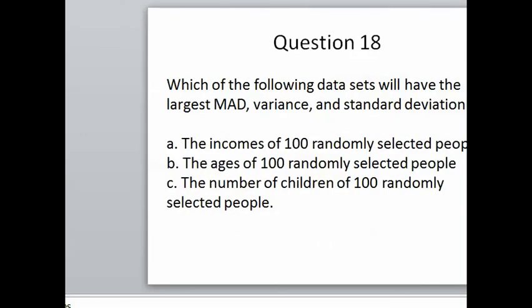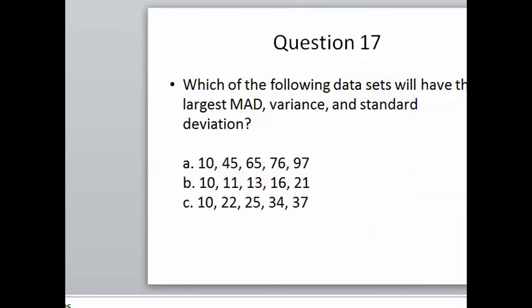This question says, which of the following data sets would have the largest MAD, variance, and standard deviation? The one that has the highest spread would have the highest MAD, variance, and standard deviation, so A is correct. A has the most spread.